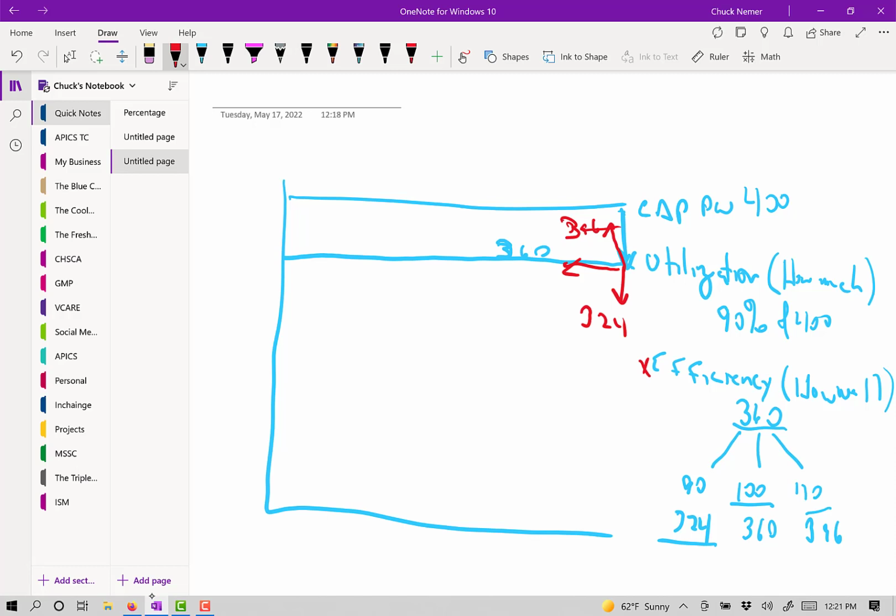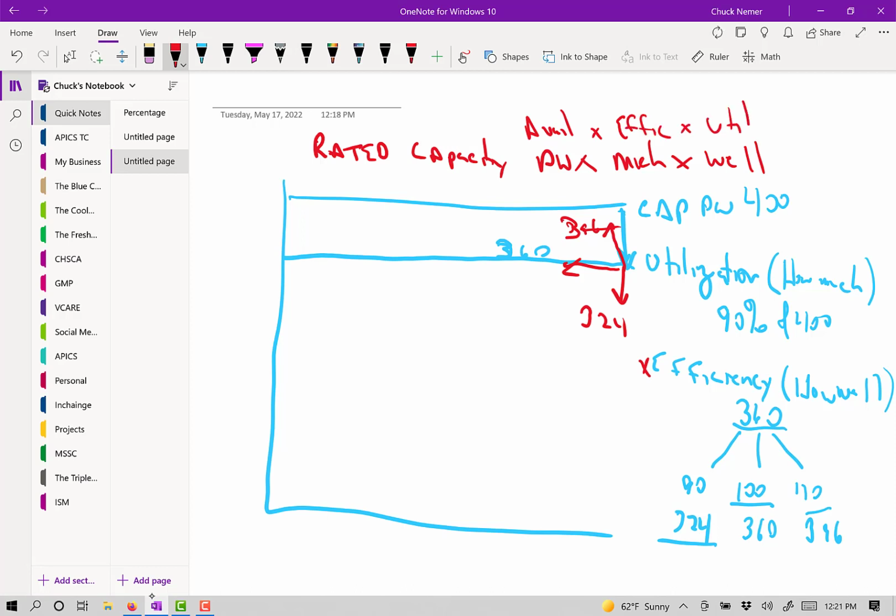So ultimately, what this capacity is called is rated capacity. Rated capacity is perfect world multiplied by how much we use multiplied by how well we use it. Or, more formally, available time multiplied by efficiency multiplied by utilization, or vice versa. So that's the capacity part.